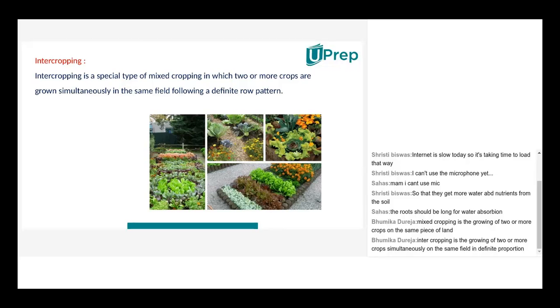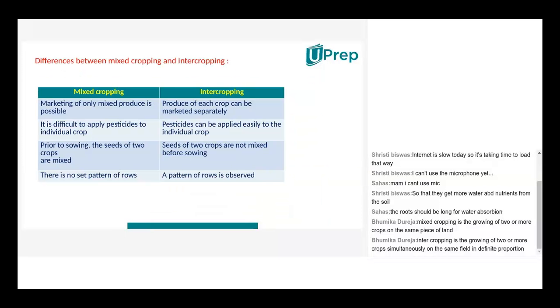Okay. Now coming to intercropping. In intercropping, as I said, the picture itself shows that you grow them in different rows, right? So there are certain patterns by which you grow them. You grow a row of cauliflower and then a row of broccoli and then a row of cabbage, right? Then a row of lettuce, right? You could grow a row of turnip and then a row of beetroot. So you have different kinds of crops growing in different rows. You don't mix them up literally, right?